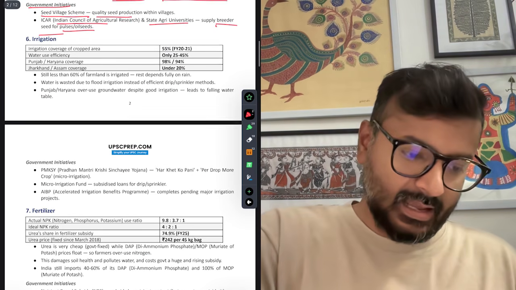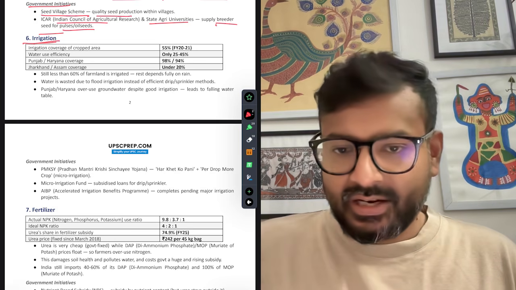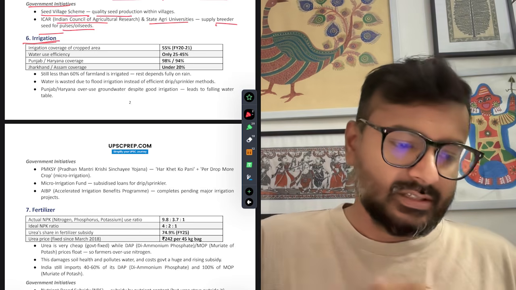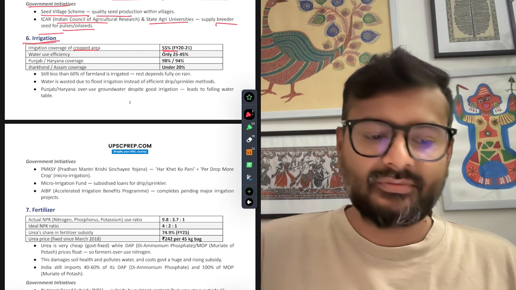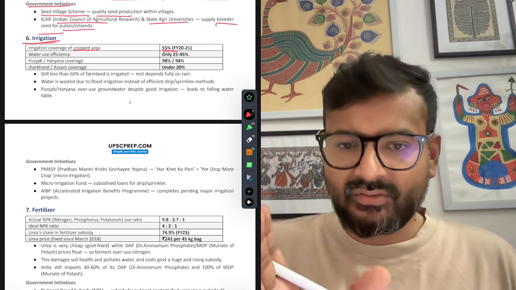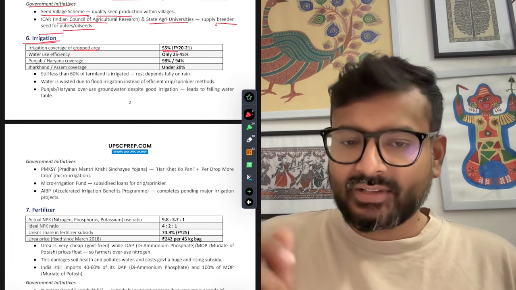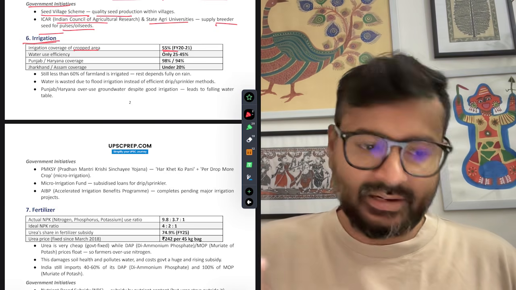Okay. Next, let's come to irrigation. Irrigation is another very, very important input for the farms. If we look at the data, the irrigation coverage of the cropped area is only 55%. So almost half of our agricultural land is irrigated. Half of the agricultural land is still dependent on monsoon. They are still rain fed.